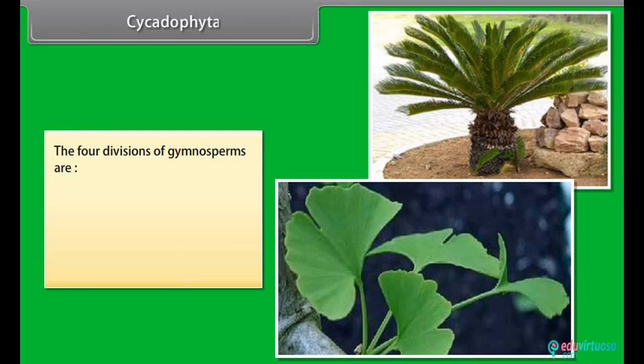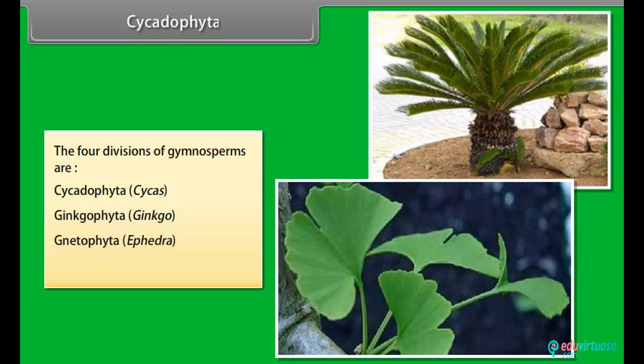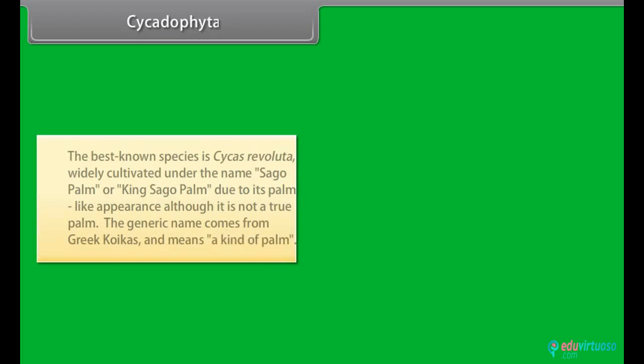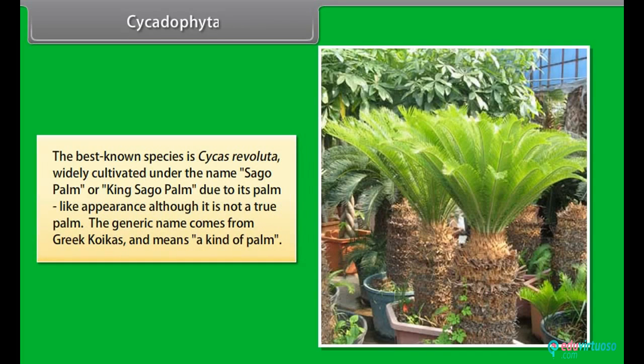Cycadophyta. The 4 divisions of gymnosperms are Cycadophyta, Cycas, Ginkgophyta, Ginkgo, Gnetophyta, Ephedra, Coniferophyta, Pinus. The best-known species is Cycas revoluta, widely cultivated under the name sago palm or king sago palm due to its palm-like appearance, although it is not a true palm. The generic name comes from Greek koikas and means a kind of palm.